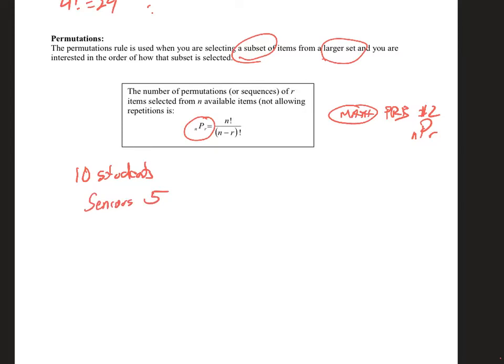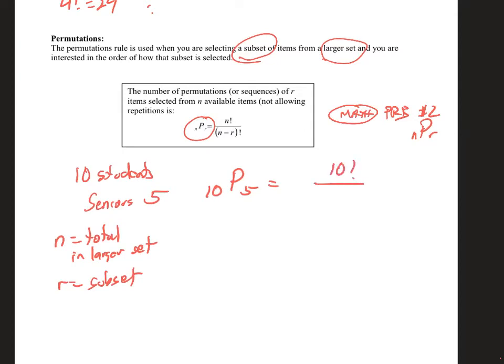So how many ways could I choose those 5 out of 10 where the order would matter? This is what it would look like. n represents the total in the big group, the total in the larger set, and then the r represents the subset. If you did this using the formula, you could see that it would be 10 factorial over (10 minus 5) factorial, which would be 10 factorial over 5 factorial.